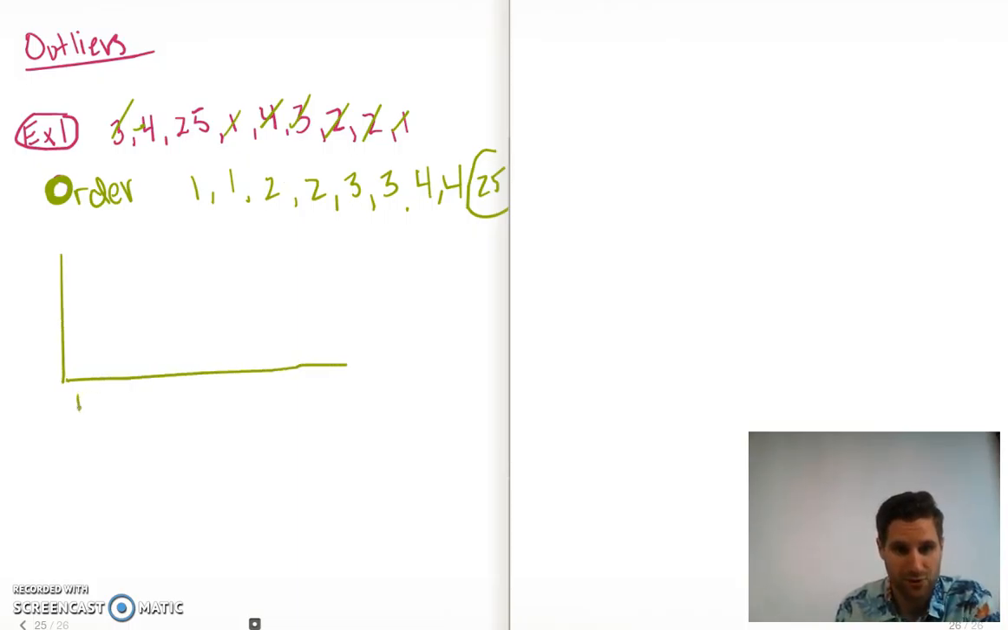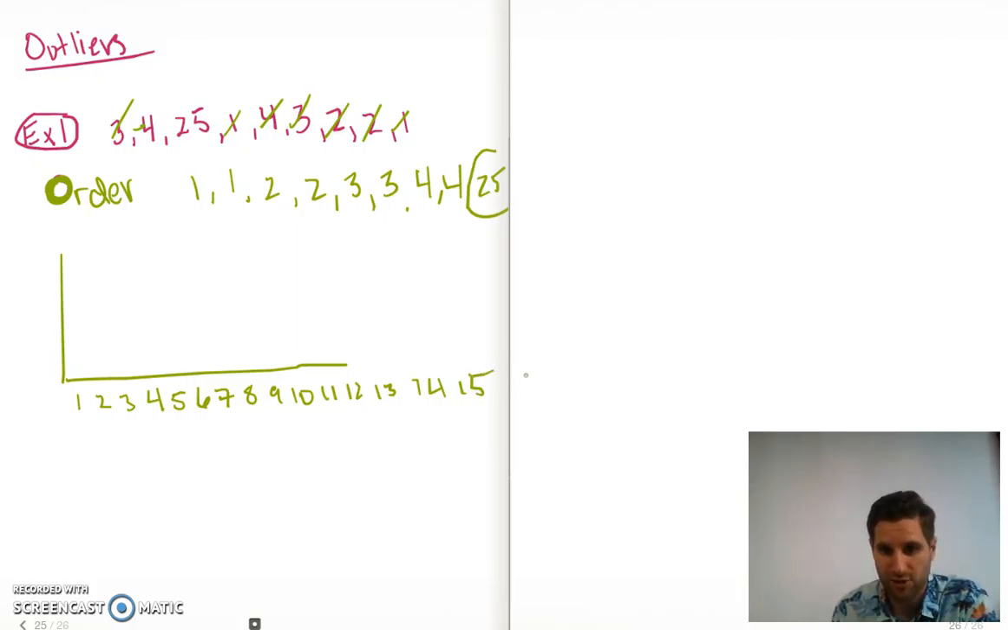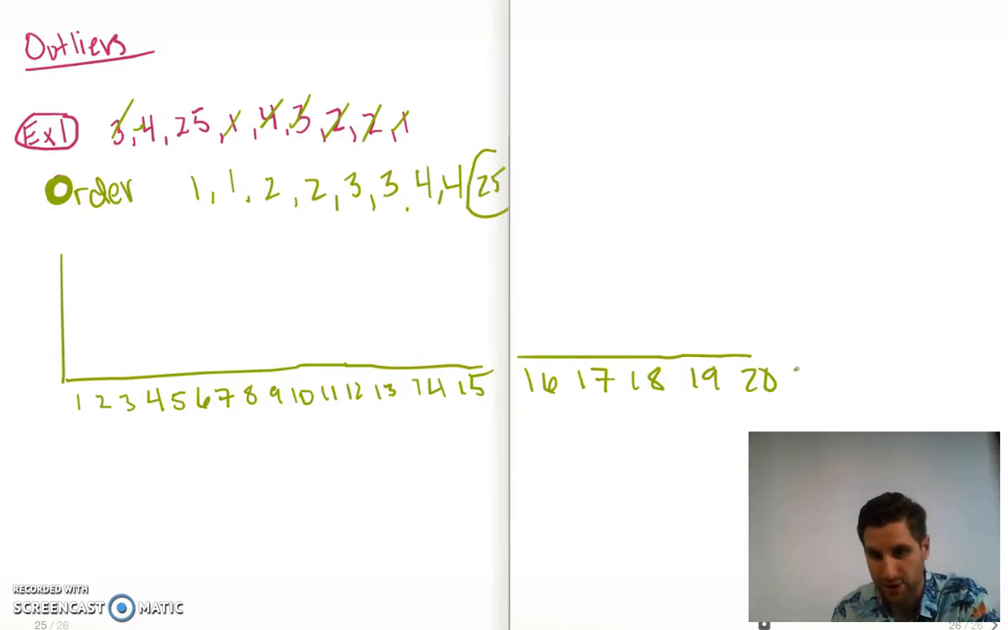okay, we got numbers 1, 2, 3, 4, 5, 6, 7, 8, 9, 10, 11, 12, 13, 14, 15, jump across the page, 16, 17, 18, 19, 20, 21, 22, 23, 24, and then 25.